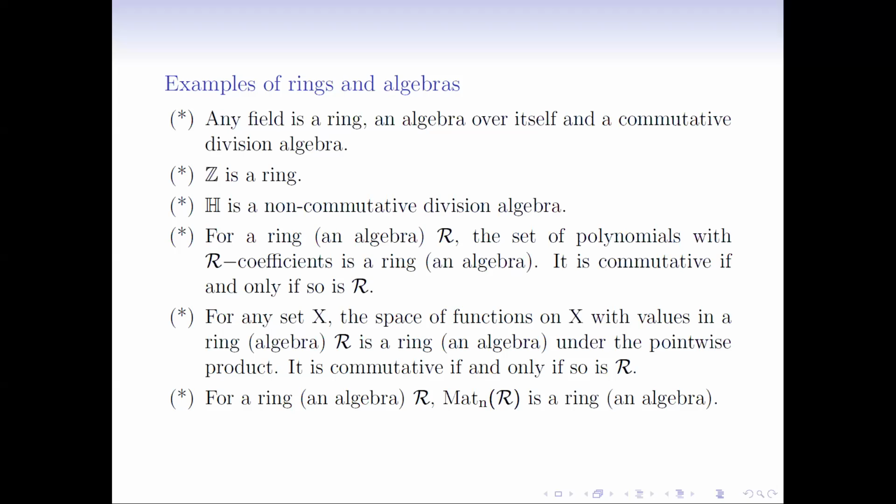If R is an algebra or a ring, then n by n matrices whose entries are elements of R form a ring or an algebra. And it's commutative if and only if n equals 1 and R is commutative, of course. If R is commutative, not necessarily are the n by n matrices commutative. For any vector space over a field K, the endomorphisms over K, just K-linear maps, form a K-algebra.